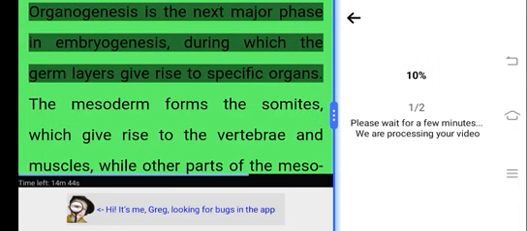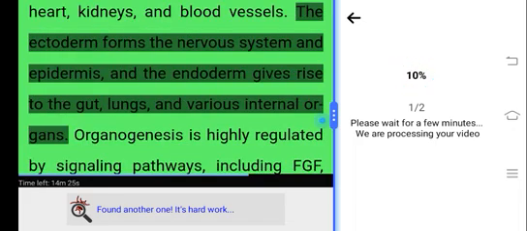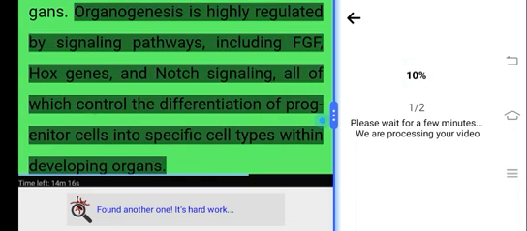Organogenesis is the next major phase in embryogenesis, during which the germ layers give rise to specific organs. The mesoderm forms the somites, which give rise to the vertebrae and muscles, while other parts of the mesoderm contribute to the formation of the heart, kidneys, and blood vessels. The ectoderm forms the nervous system and epidermis, and the endoderm gives rise to the gut, lungs, and various internal organs. Organogenesis is highly regulated by signaling pathways, including FGF, Hox genes, and Notch signaling, all of which control the differentiation of progenitor cells into specific cell types within developing organs.